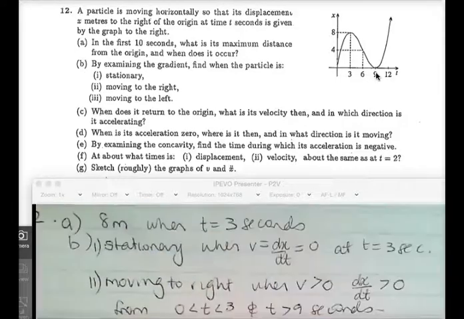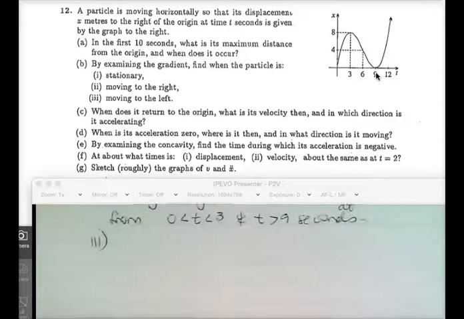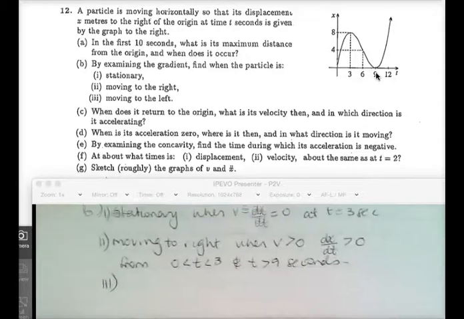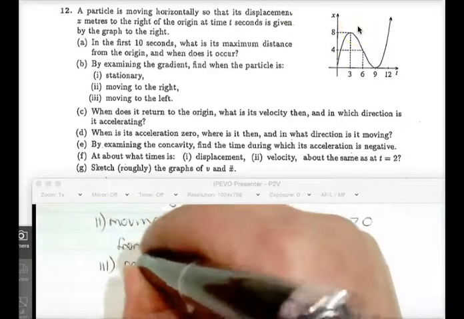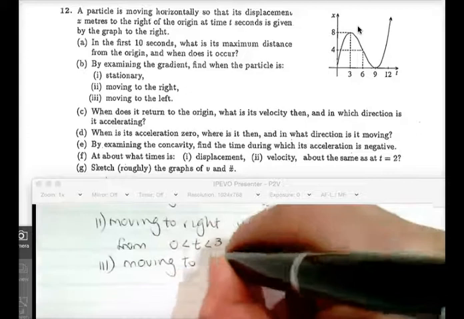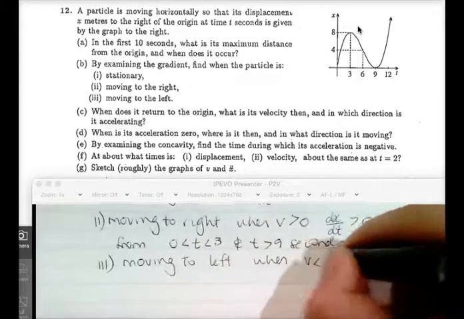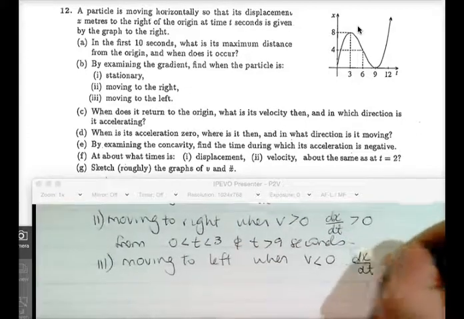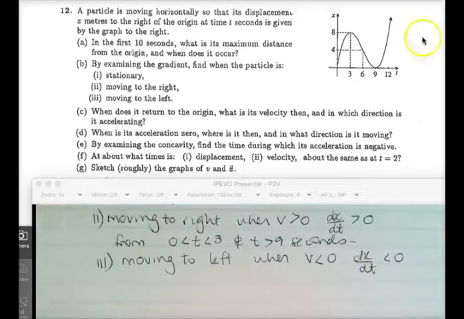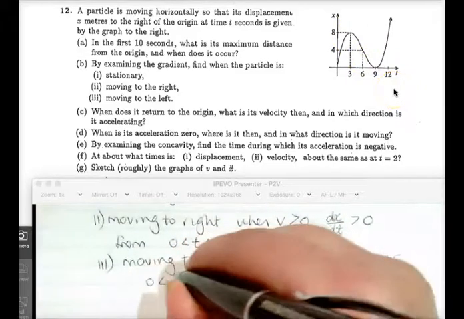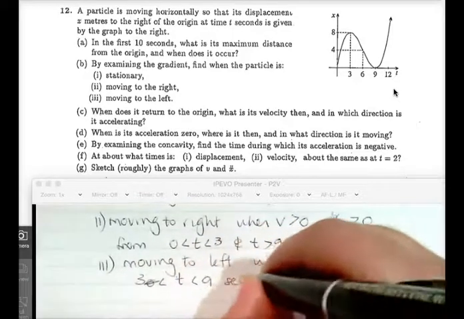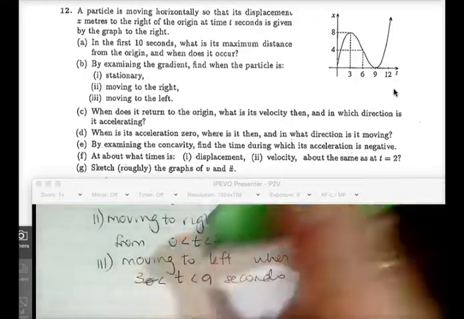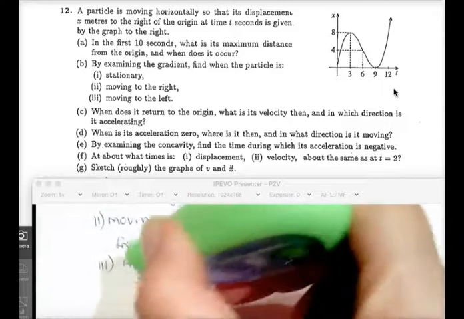Now part 3 says, when is the particle moving to the left? Well, you're moving to the left when v is less than 0. In other words, the gradient of the curve is negative. Negative gradient between 3 and 9 seconds. Okay.